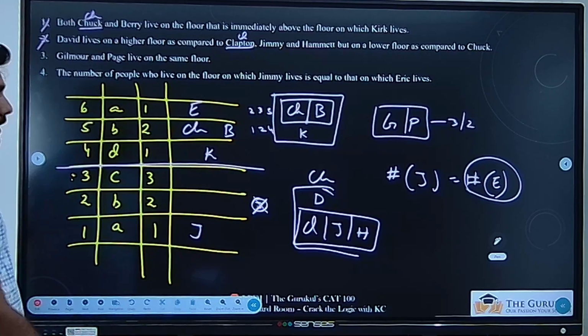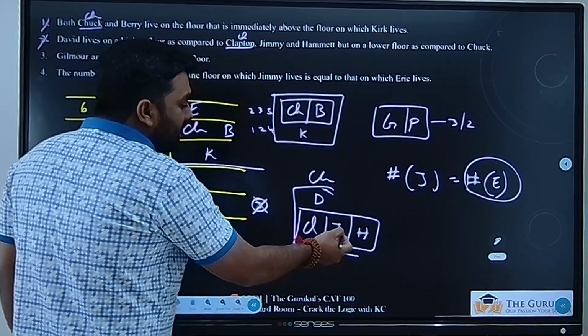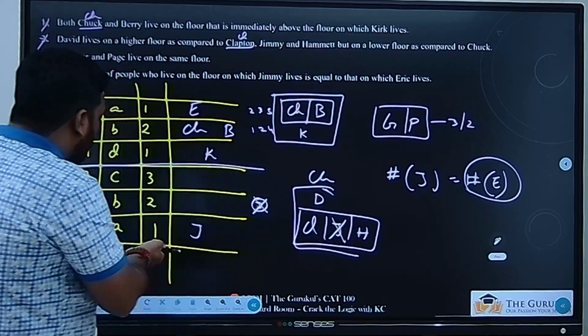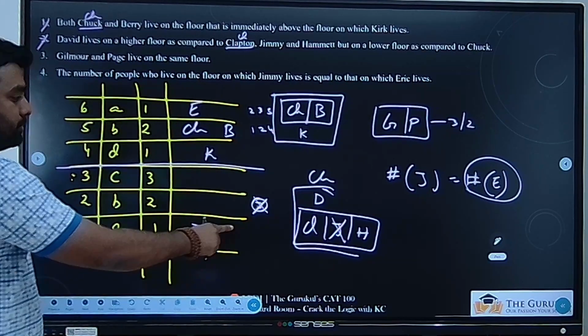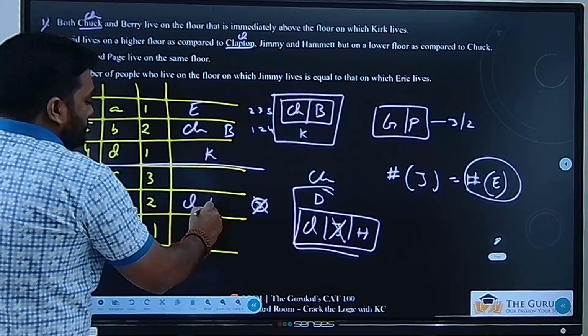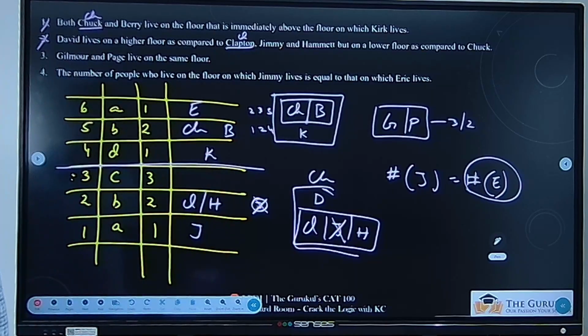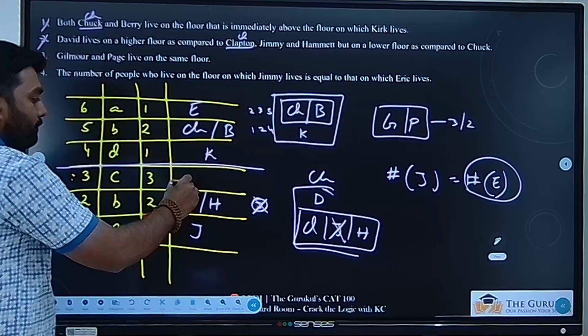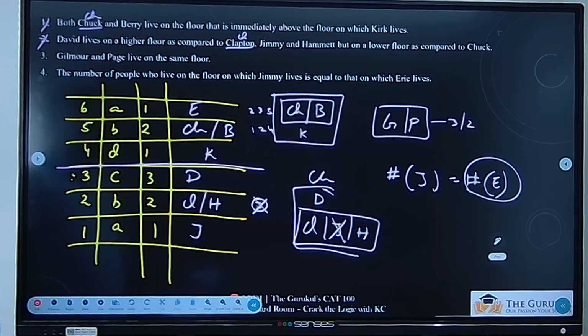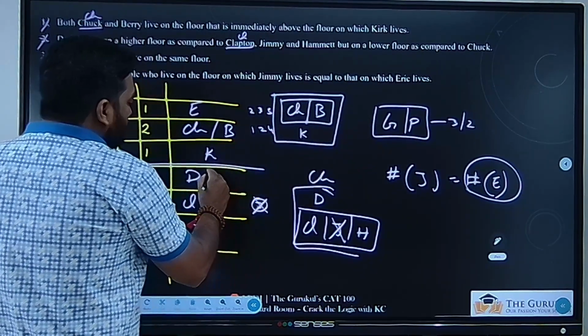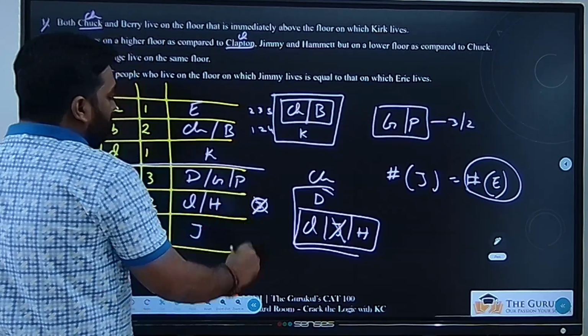Very good. Now below D there should be C, L, J and H. J is already in the 1st floor, which means the remaining 2 people, C L and H, should be in the 2nd floor. So obviously D should be in the 3rd floor. Now who should sit along with D? There are only 2 people left out, that is G and P, who should sit together. So G will come here and P will come here.